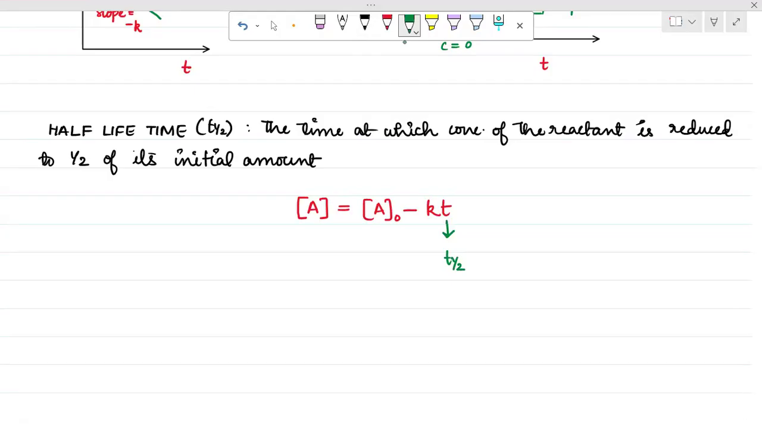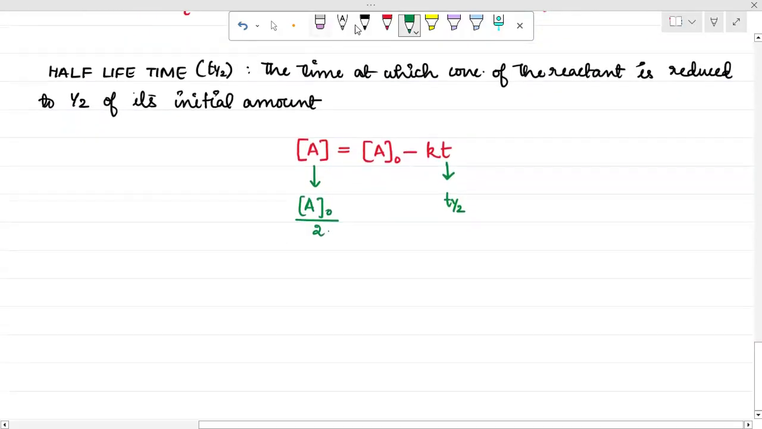So at t half, initial concentration would be the same, that won't change. The final concentration, how much will that be? The time at which concentration of the reactant is reduced to half, which means the initial concentration will become half. So this is the final concentration at t half.